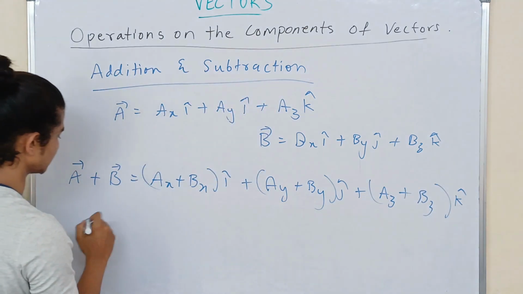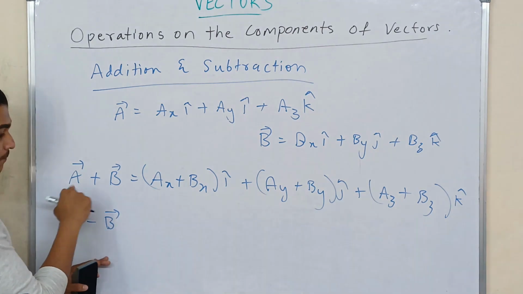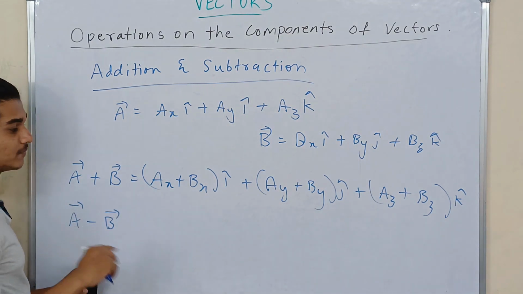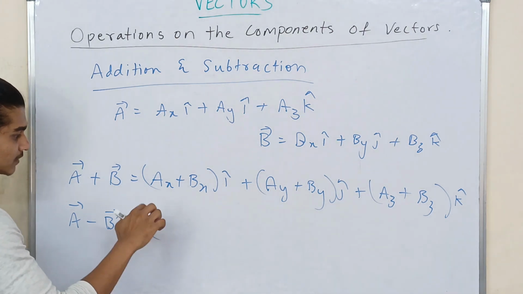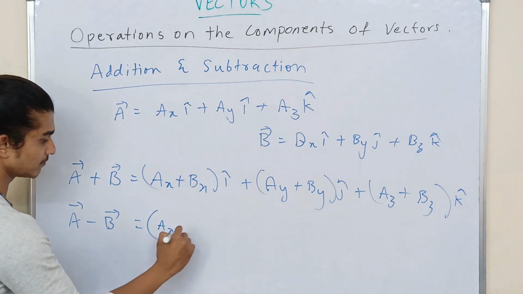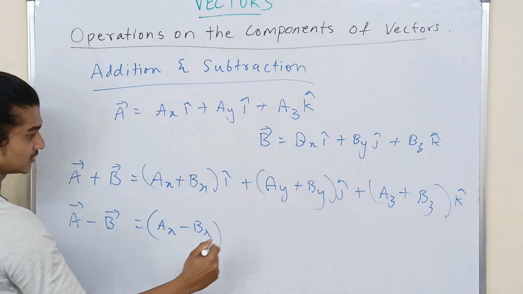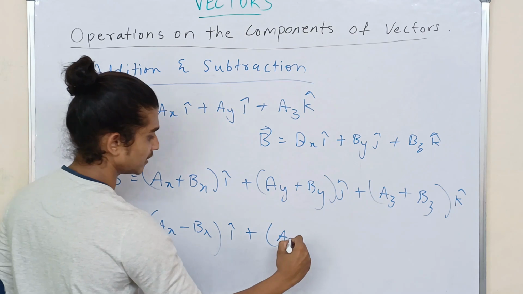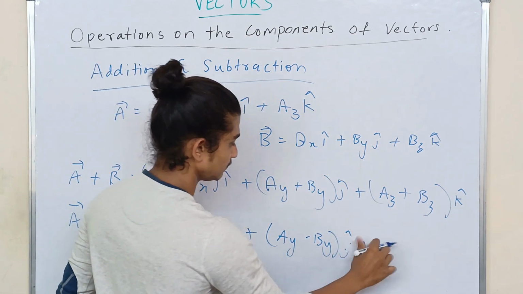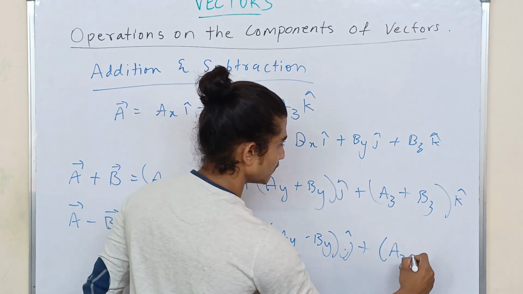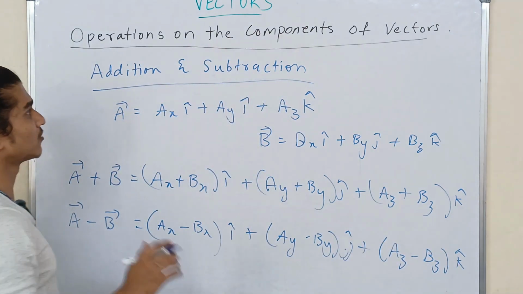Now what if they ask for subtraction? What if they ask a minus b? Remember, the order must be a minus b only. You should not shuffle them. If you shuffle them, you're going to get a different answer. For this, it is going to be ax minus bx, so just respectively subtract the components. So ay minus by j cap plus az minus bz into k cap. So these were the addition and subtraction of components of vectors.